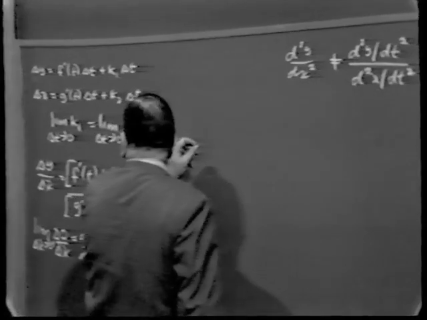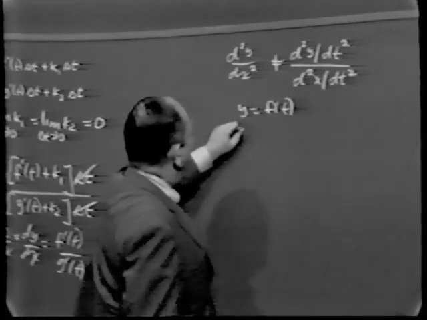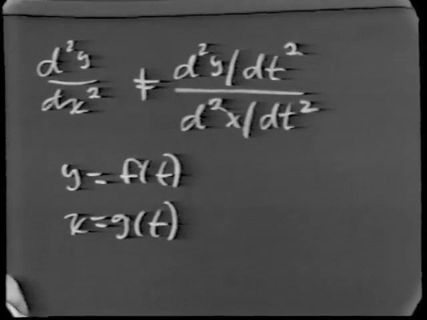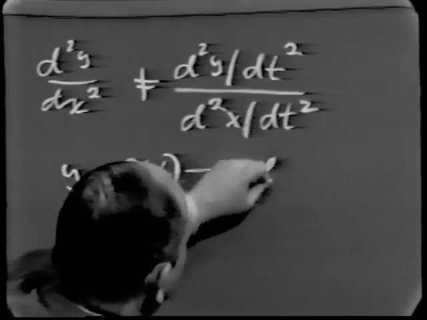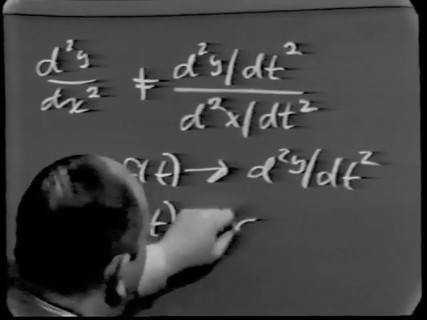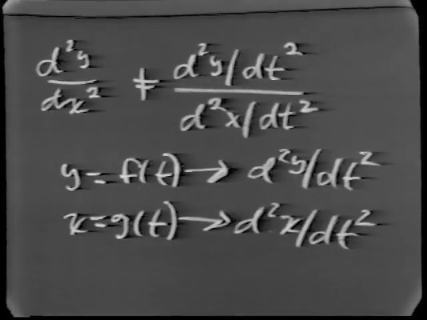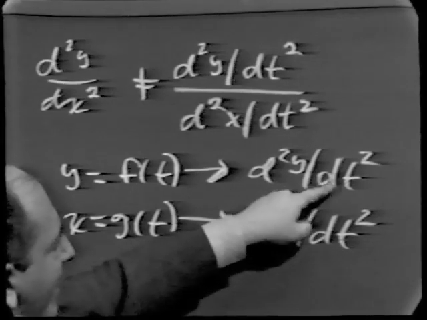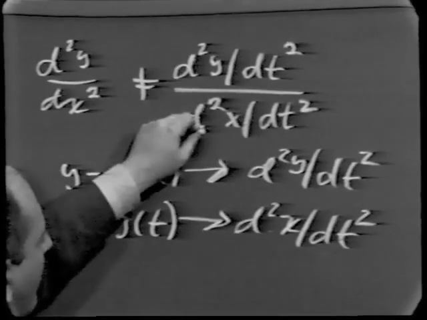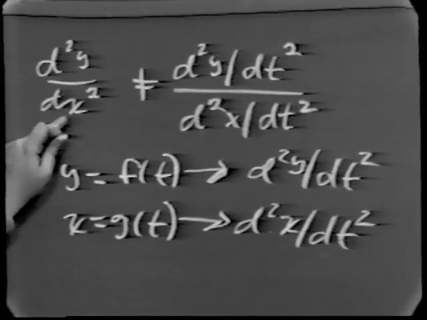We have what? Y was given to be, say, f of t. X was given by g of t. And from these two equations, what we could do is find what? We could find the second derivative of y with respect to t, and we could also find the second derivative of x with respect to t. This we could certainly do. And mechanically, we could certainly say, let's cancel the common denominator. The interesting thing is that when you form that quotient, whatever that quotient is, it does not come out to be the second derivative of y with respect to x.